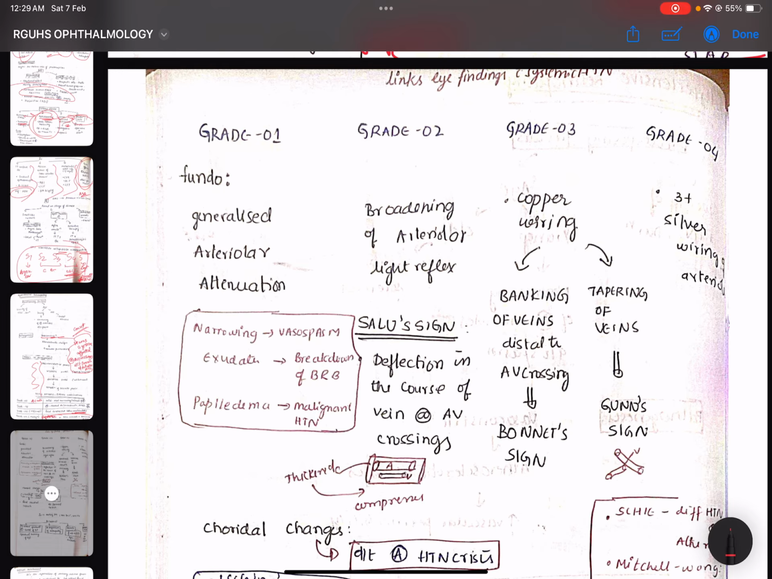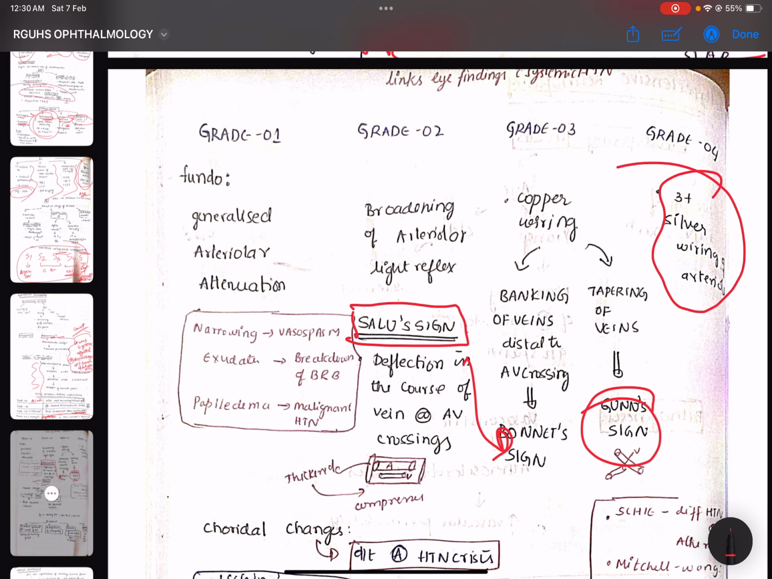Again, I think people would have watched Miro on how to remember the signs. Again, there's a mnemonic which sir has shown, that Salus is keeping a gun in a bonnet, correct? So you can remember like that. Okay, again grade 4 obviously will have silver wiring of arterioles, and grade 1, obviously what is the important thing, you will have generalized AV attenuation.